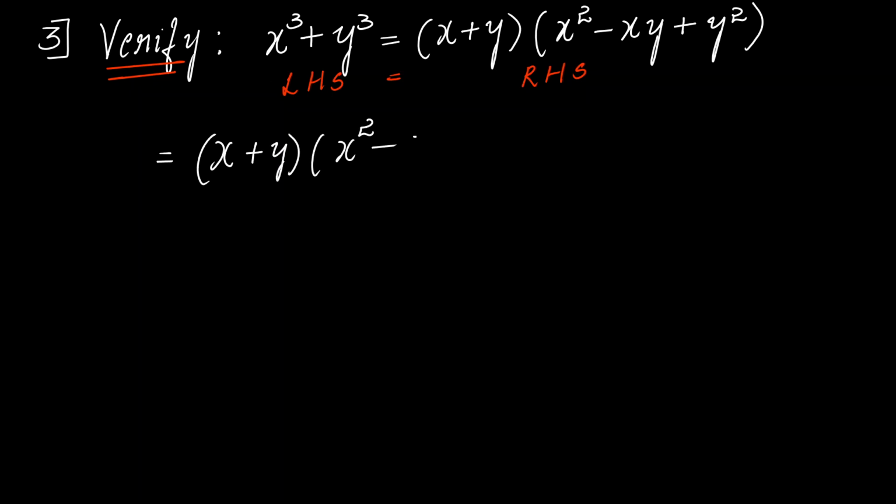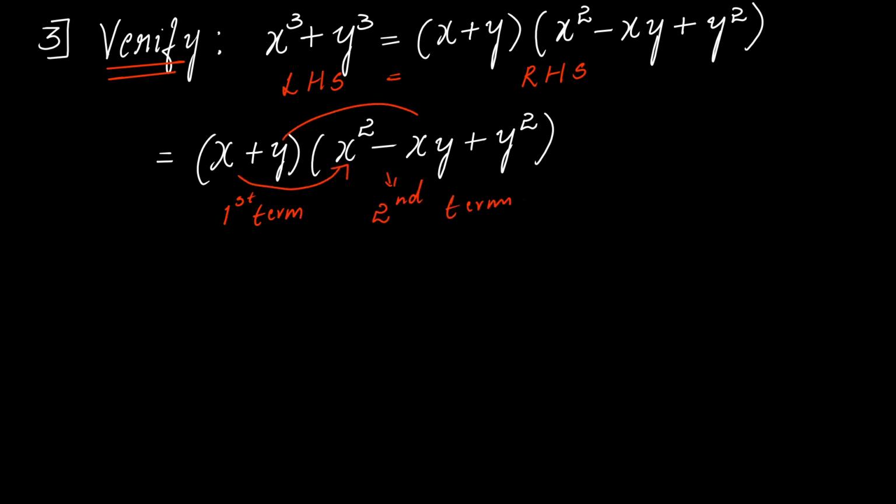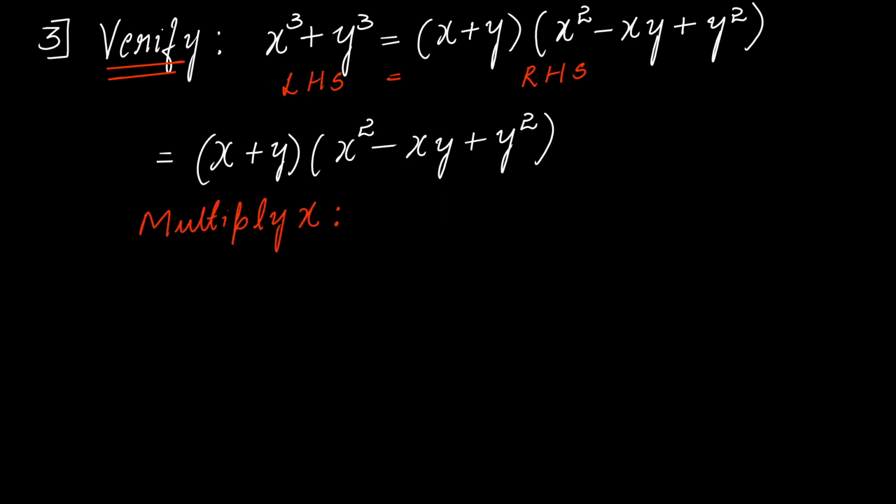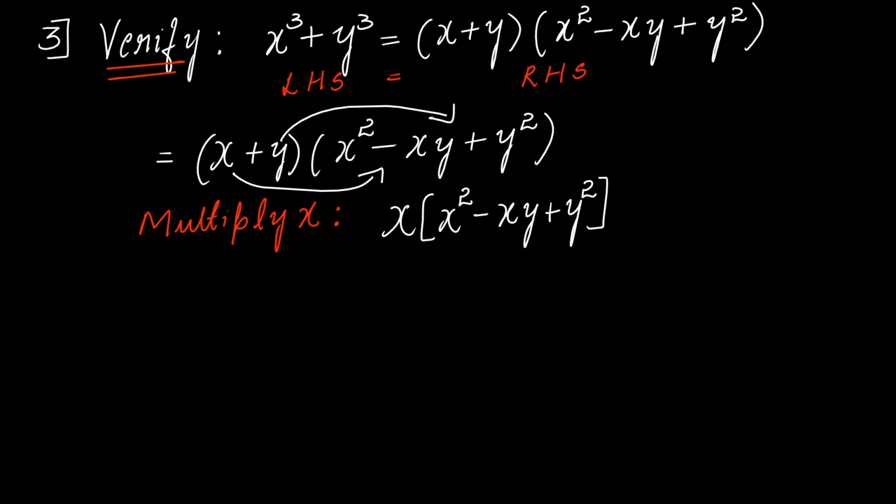Here we have two terms, right? So how do you multiply this term? Take the first term, multiply with the second term. So I am multiplying x with all these terms. So x multiplied by x square minus xy plus y square. So write it separately. And now take this y and multiply with this same term. So y multiplied by x square minus xy plus y square.